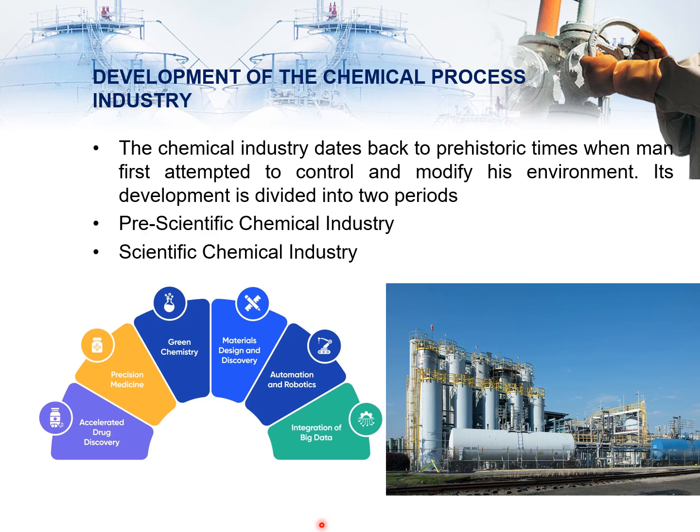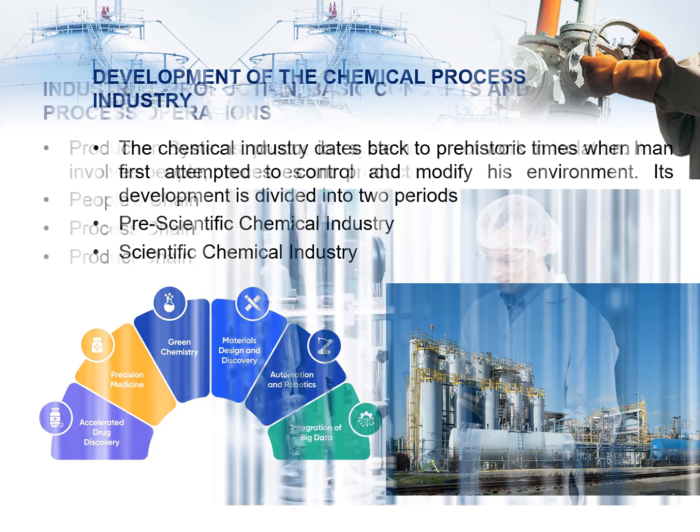In the scientific chemical industrial era, there has been a lot of development. That's the integration of big data, the use of programming in chemical processes, automation and robotics, material design and discovery, green chemistry, precision medicine, accelerated drug discovery. Look at the bottom left, you see a chemical industry. This is a modern chemical industry with some equipment.